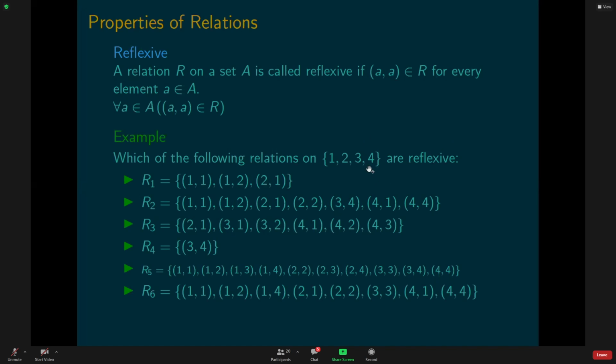Okay. And Yasin says that only R5 and R6 are reflexive here, because here we're missing 3, 3, here we're missing 4, 4, here we're missing a lot, but here we have 1, 1, 2, 2, 3, 3, and 4, 4, right?